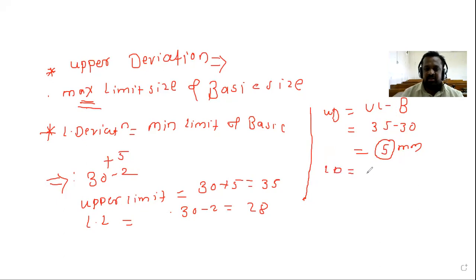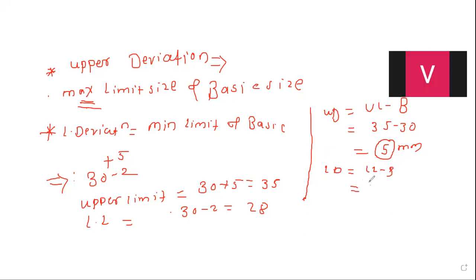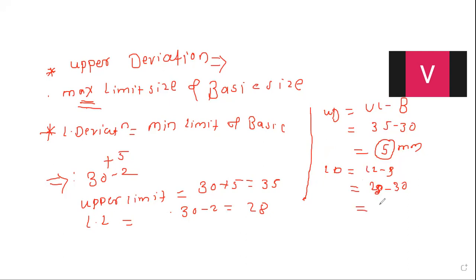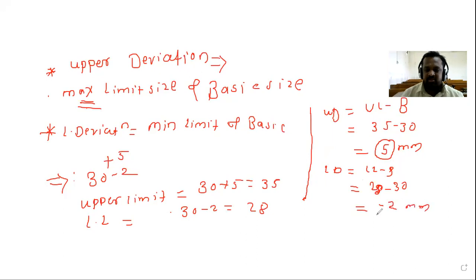Yes, lower limit minus basic size. What is the lower limit? 28. Lower limit minus basic size. What is the basic size here? 30. Then tell me the lower deviation. Minus 2. This is called the lower deviation.